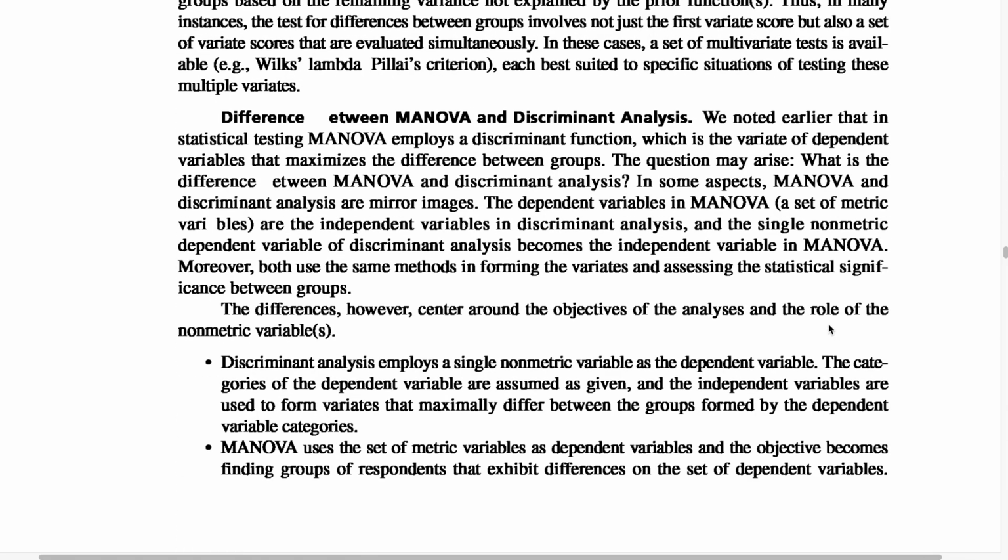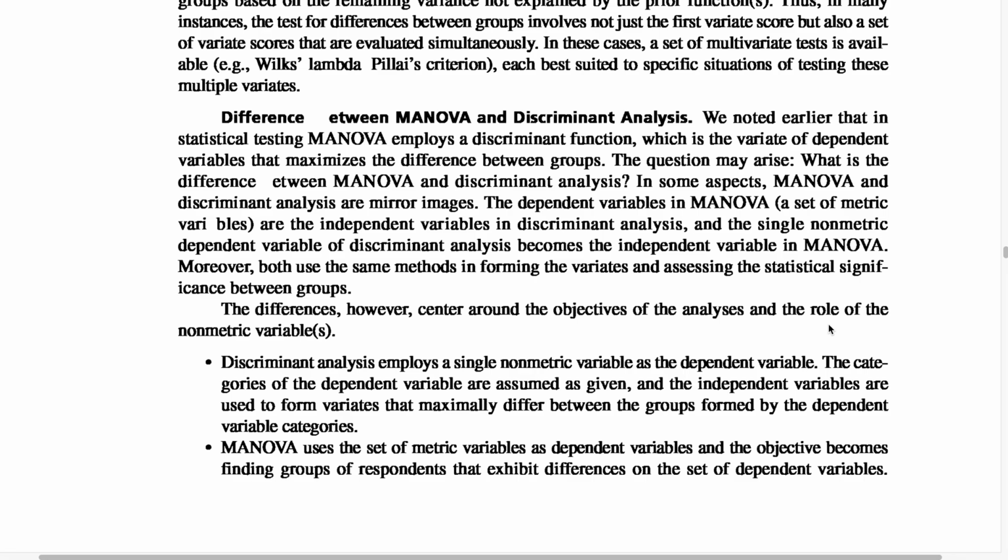Difference between MANOVA and discriminant analysis. We noted earlier that as a statistical test, MANOVA employs a discriminant function, which is the variate of dependent variables that maximizes the difference between groups. The question may arise, what is the difference between MANOVA and discriminant analysis?